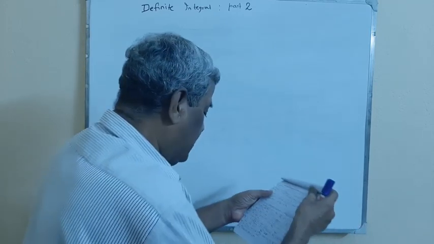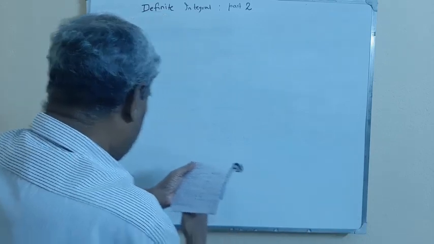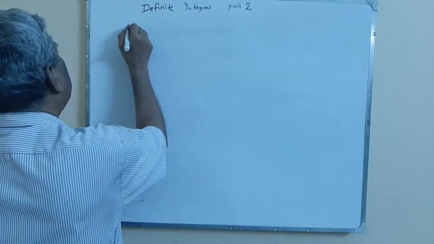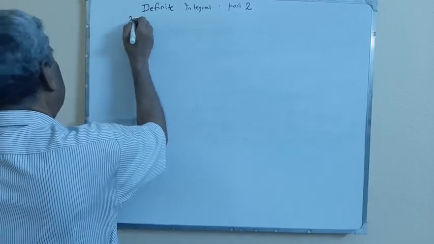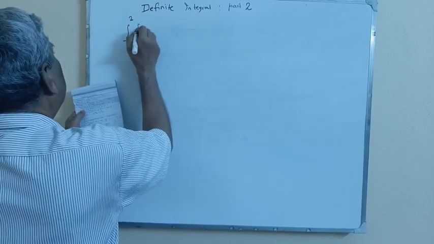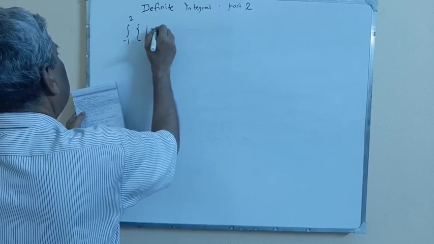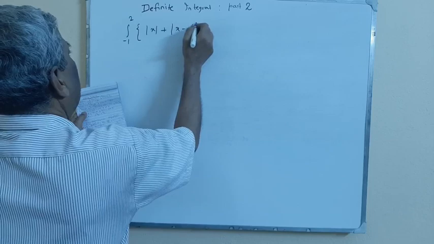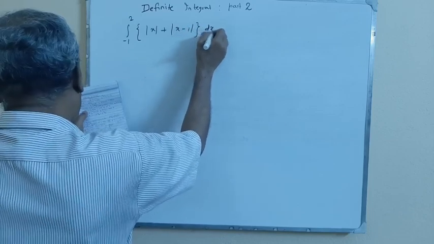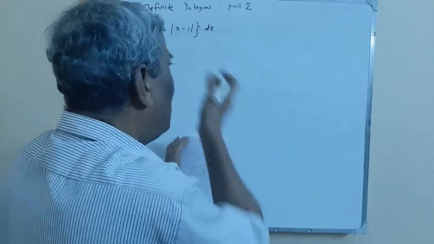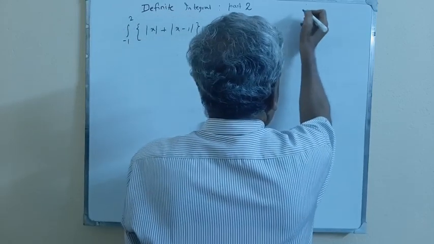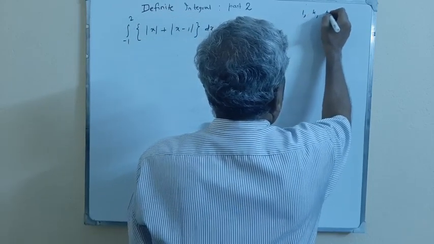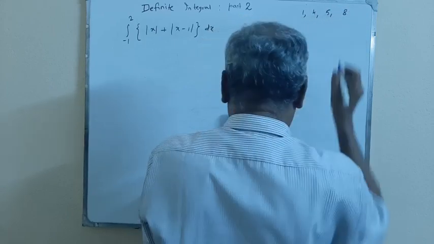The next problem is: integrate from -1 to 2 of mod x plus mod of x minus 1, dx. Options are 1, 4, 5 and 8.